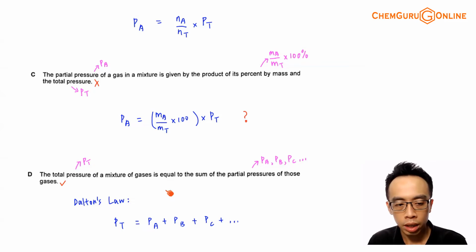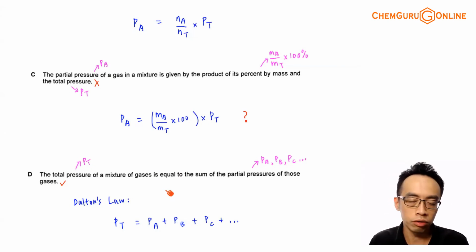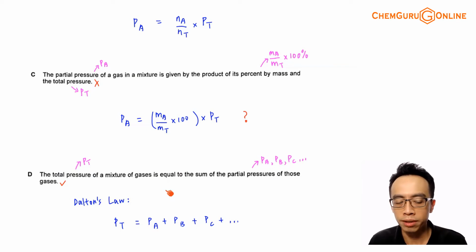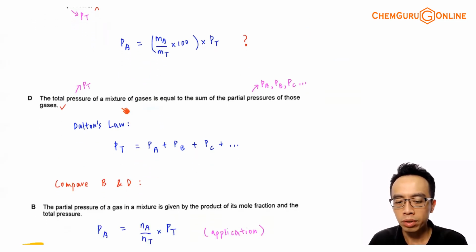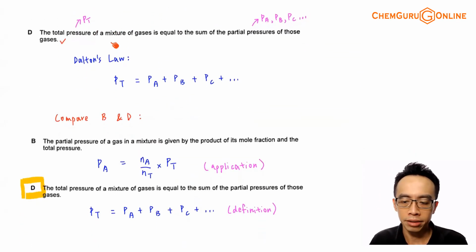So now, option D is also a possible answer, which is a little bit confusing for some of us. You notice option D is Dalton's law, and option B is also Dalton's law. So now what we have to do is choose between option B and option D, and see which is a better answer.